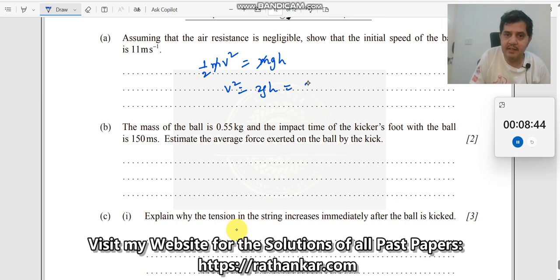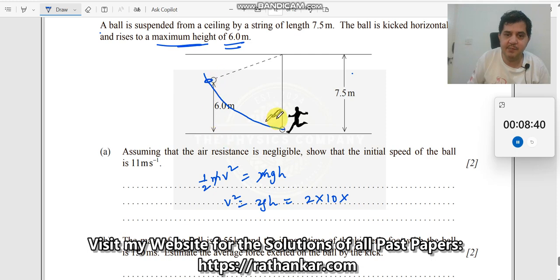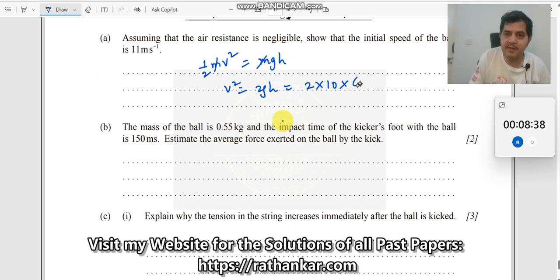Seems familiar, right? So 2 into 10 multiplied by the height here, which is 6 meters. So 2 6 are 12, this should be 120. Thus v should be equal to square root of 120. You can use your calculator to find out, or you can say it's closer to 121. So this should be nearly equal to 11 meter per second, because 11 square is 121. Okay, let us move on to the next one.